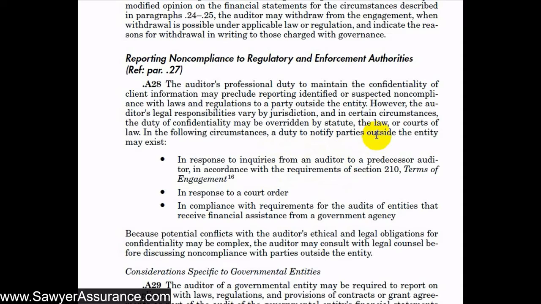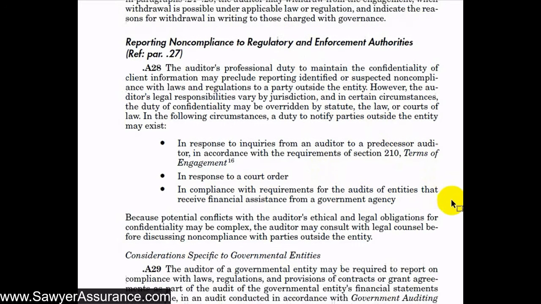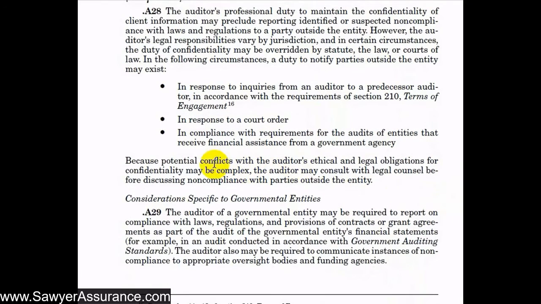We also might have to report this noncompliance in response to a court order. We also might have to provide this information for entities that receive financial assistance from a government agency. So, for instance, in single audits, we might have to report noncompliance. And so, since these responsibilities can be somewhat complex, and we're certainly not attorneys, we might need to consult with legal counsel regarding our responsibilities and obligations to report noncompliance to outside parties.